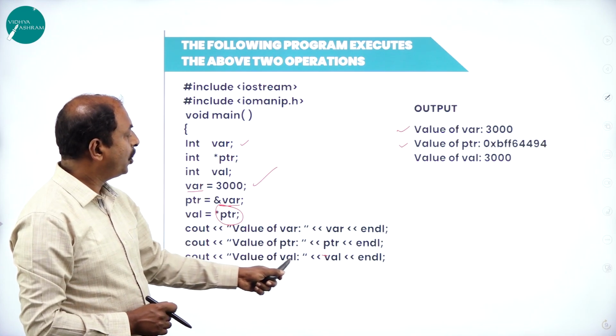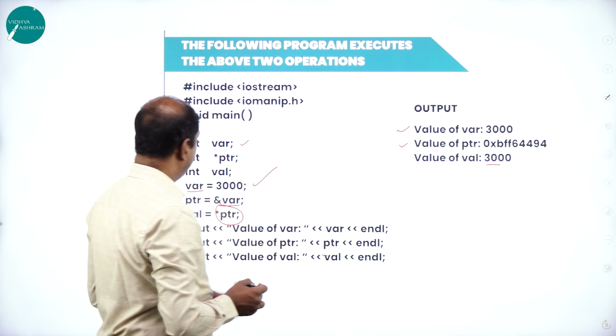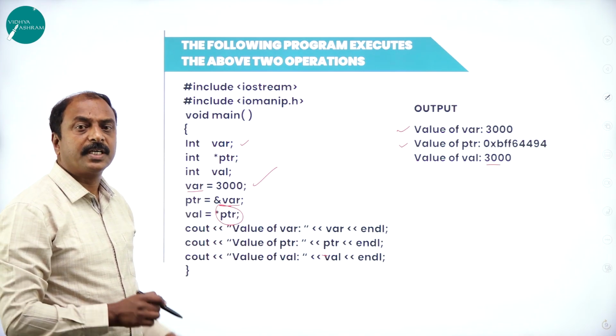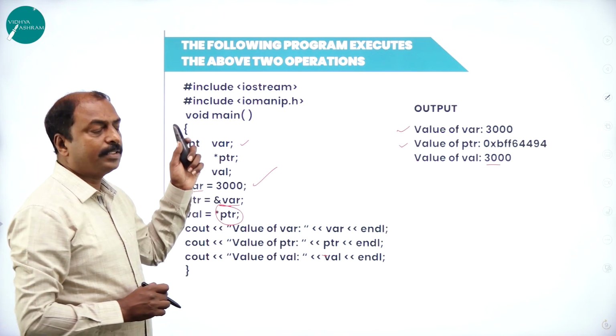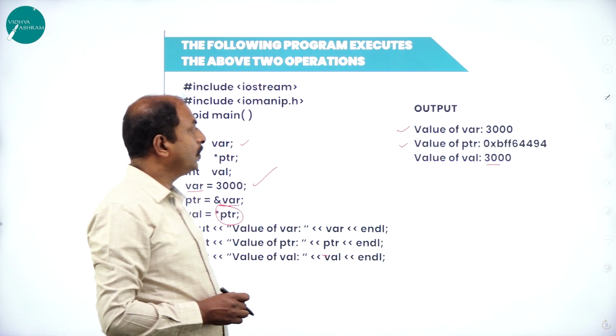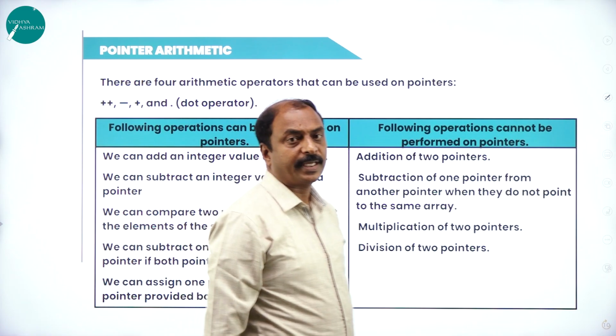Next one is value of val. Here the same value, 3000, is used again. This is star ptr. It is a reverse operator and it gives the content of the variable var. So this is a simple program to show the working of pointer variables. Next, we move on to the next slide.